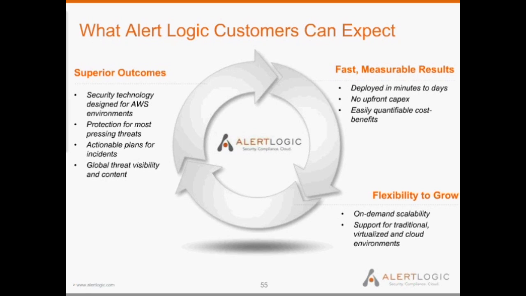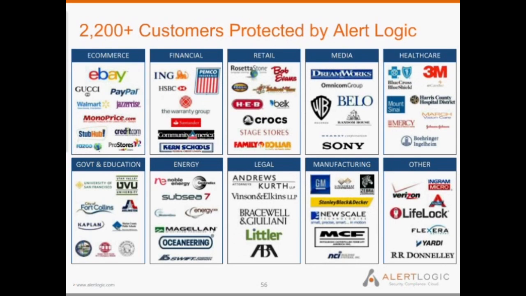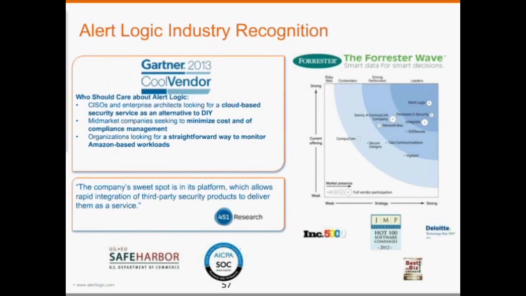Today we protect over 2,200 customers, ranging from SMBs to name brands that everyone would recognize across really every industry, as one might expect with a security and compliance provider. In terms of third-party recognition and being able to trust our solutions, Forrester's recognized us as a leader in security. You can see their quadrant here. And then Gartner actually called us out specifically in their cool vendor study for our Amazon-based services.